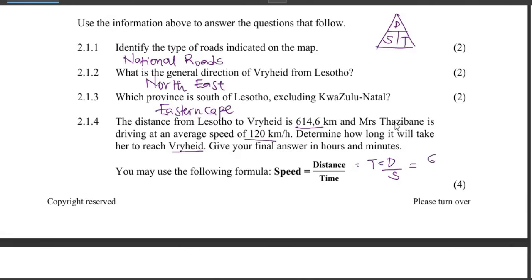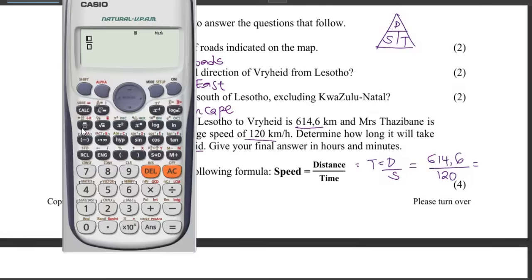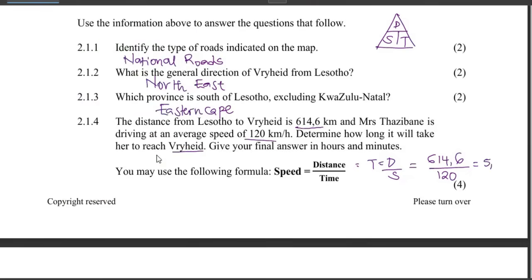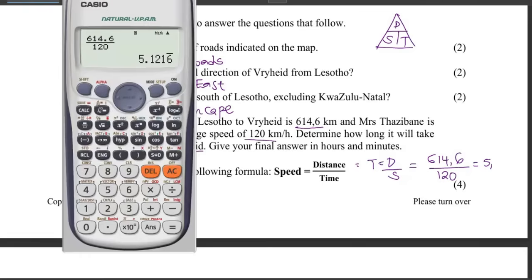Then I substitute in the distance and divide it by 120. I put it in the calculator straight away. Let me show you how we do it on the calculator. The distance is 614.6 divided by 120. So this is the answer I get, 5.12.